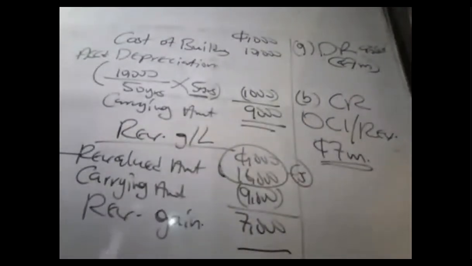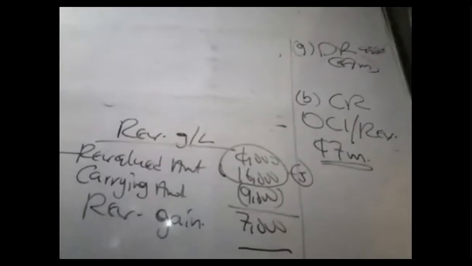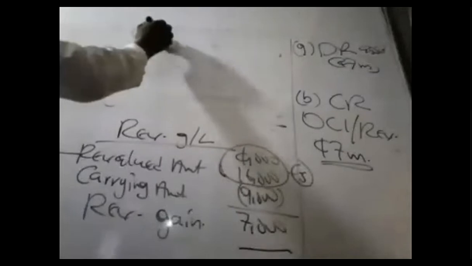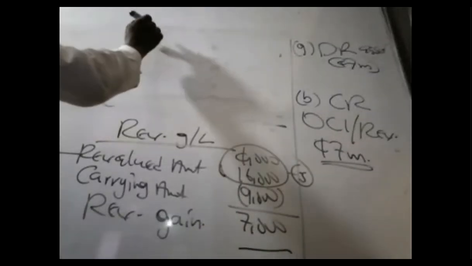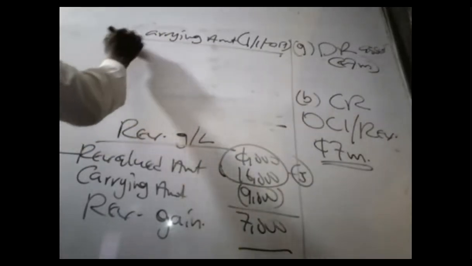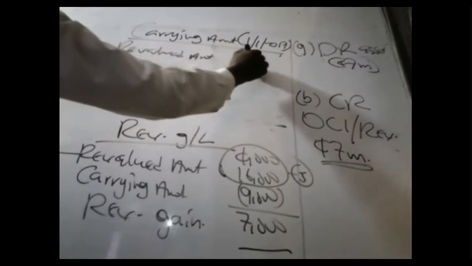So let's find the current amount of this asset. Look at how I'm going to do that. Very interesting. First, go on top like this and tell the examiner that I'm going to look for the current amount of the asset as at the date of the impairment test, and that date is 1st January 2017. Current amount of the asset as at 1st January 2017. Now the revalued amount will be 16,000. Agreed.